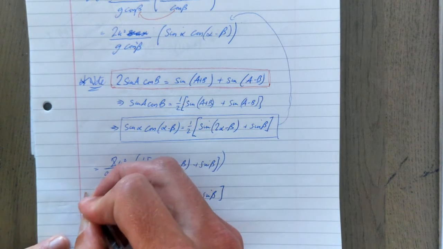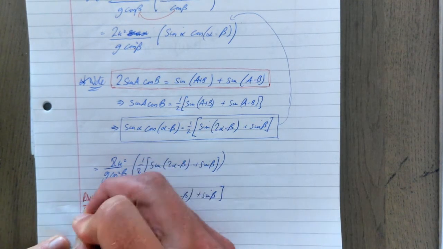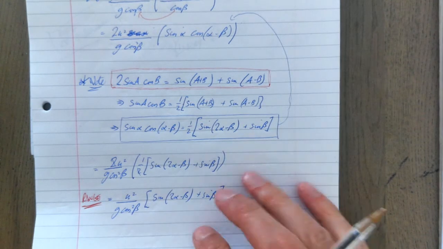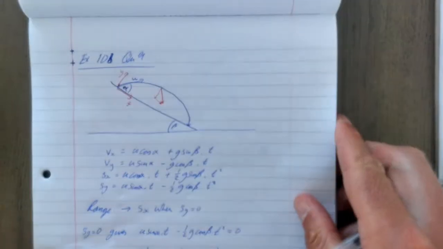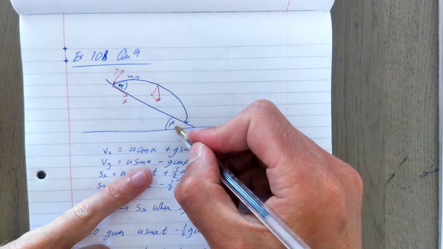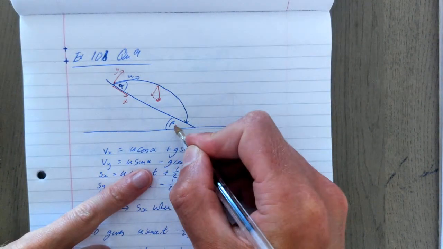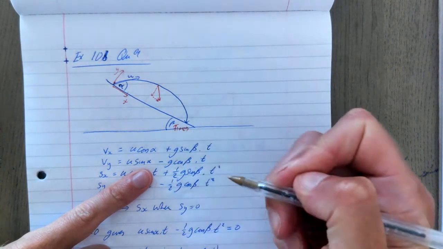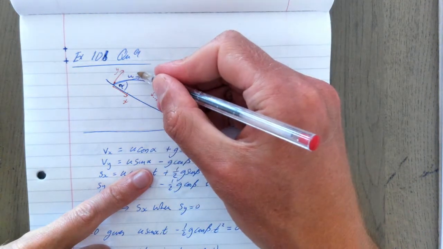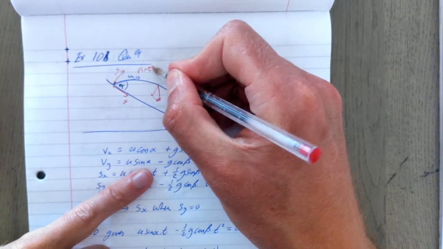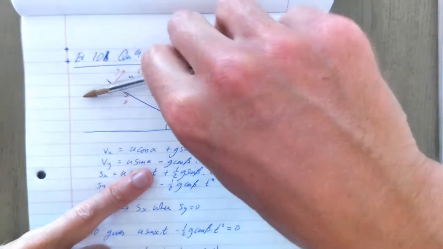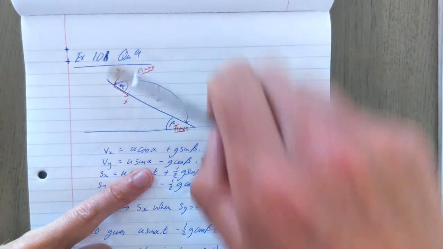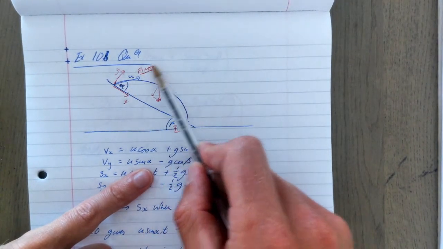So this is the range. Part 2 asks for the maximum range. If I go back to my drawing, and again this is important experience for you now, this angle is fixed. The velocity is fixed. The only thing that can change in this question is the angle at which we throw it. So which angle gives the maximum range?